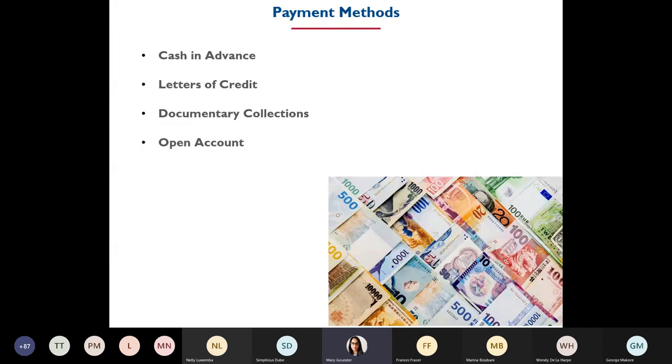So with letters of credit, the bank undertakes to make that payment and to be involved. And that obviously comes at a cost. And those costs, you can actually go and visit your bank and say, if I need to open a letter of credit, what are these costs?